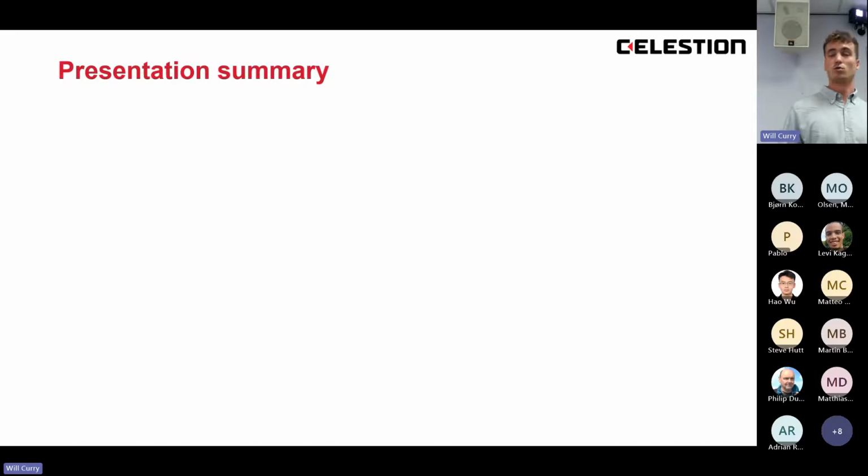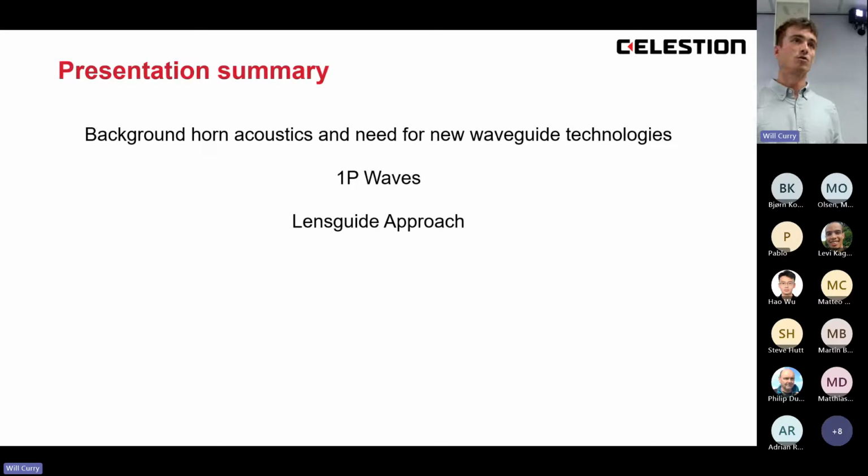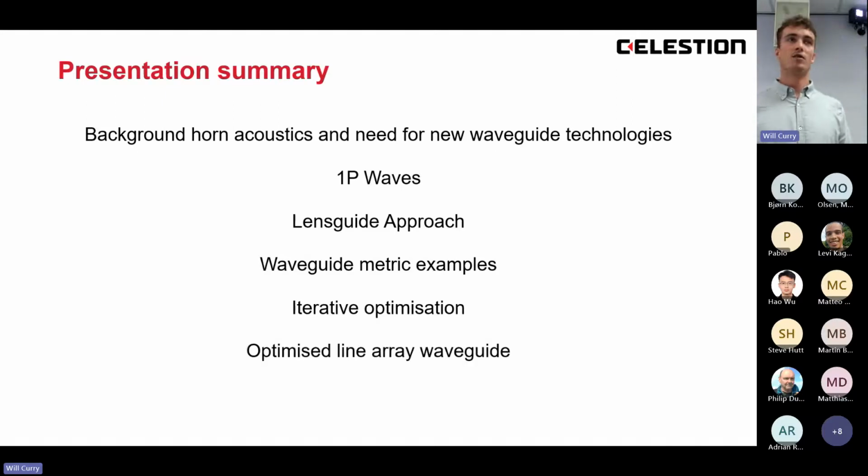So a summary of what I'll talk about. I'll start off with some background on horn acoustics and why there's a need for new waveguide technologies. Then discuss 1P, or single parameter, waves, a new approach called Lensguide, some examples of waveguide metrics, how these metrics can be used in an iterative optimization process, and then an optimized line array waveguide, and finally some other examples of how this tech can be used.